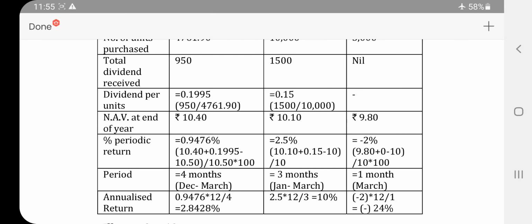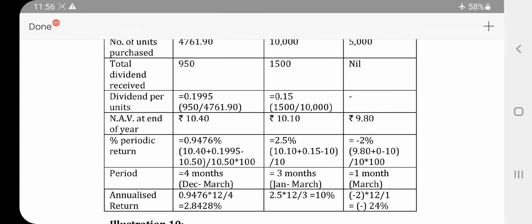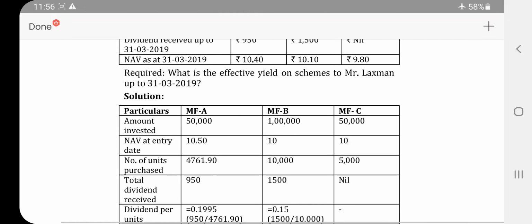In the same way for mutual fund B, simplified as done by you, which means closing NAV plus dividend per unit minus opening NAV, divided by opening NAV, into 100. So we will get 2.5% in mutual fund B and minus 2% in mutual fund C. So this is exactly the periodic return he can get through the different mutual fund schemes.